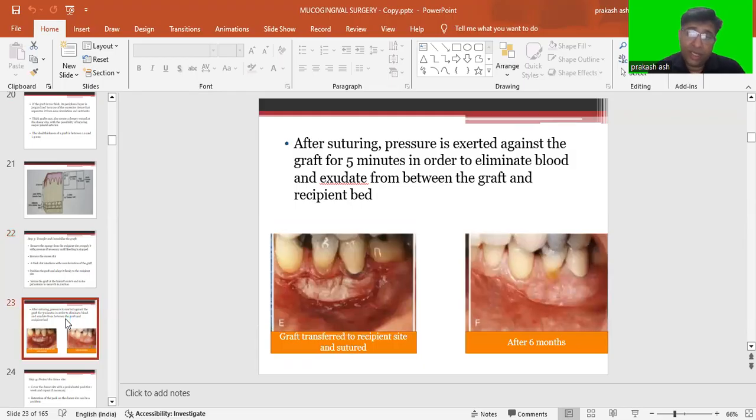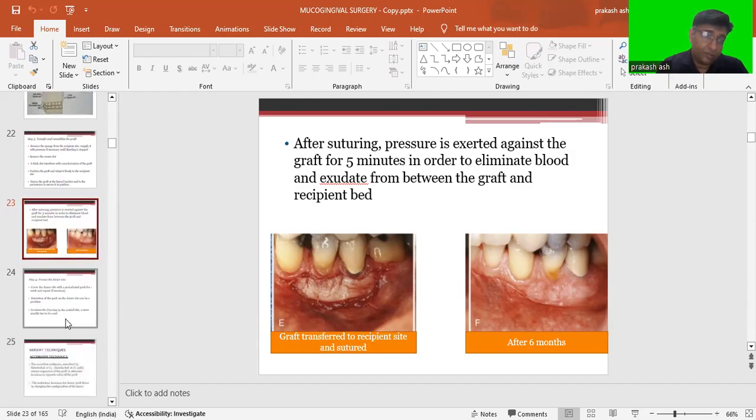After suturing, pressure is exerted against the graft for 5 minutes in order to eliminate blood and exudate from the place in between the graft and the recipient. See the first picture, graft is transferred to the recipient side and sutured. This is the second picture, shows the healing after 6 months.